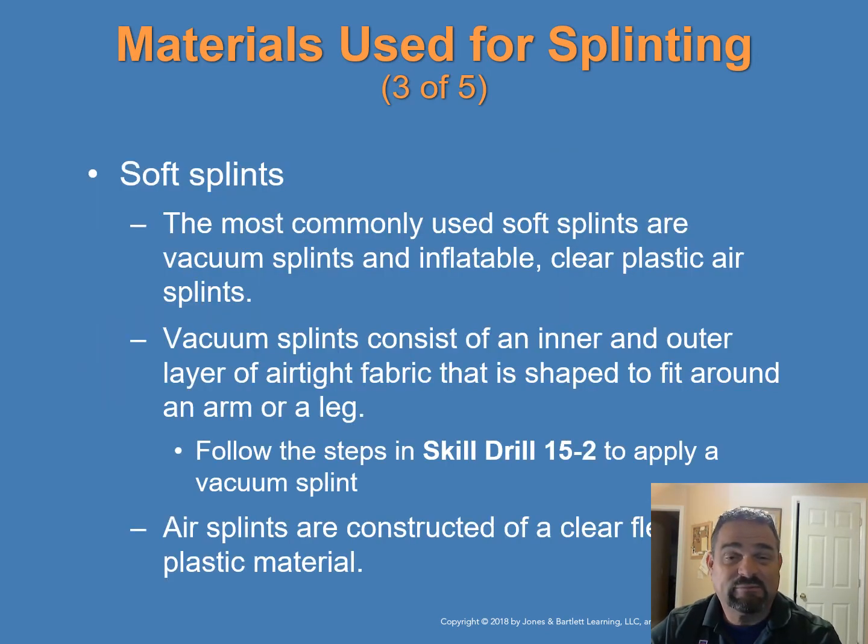All right, so soft splints. They are the most commonly used. Most commonly used soft splints are vacuum splints, inflatable clear plastic, and air splints. They're easy to use as long as they don't get a leak in them, that kind of stuff. And these are explained to you in skill drill 15-2. We'll be going over this when you do your skill assessment days as well.